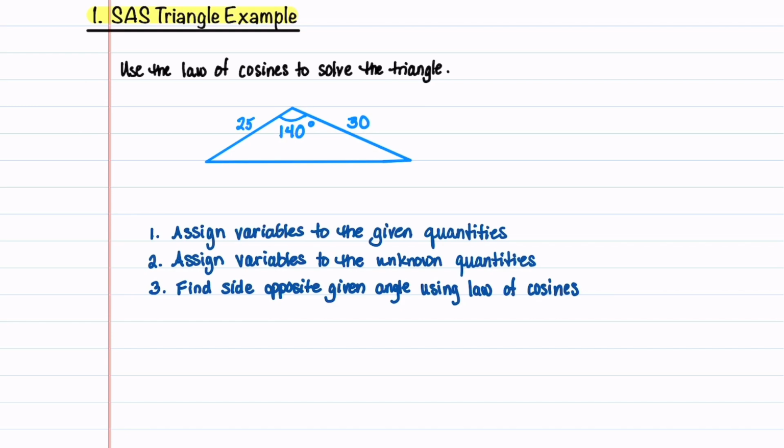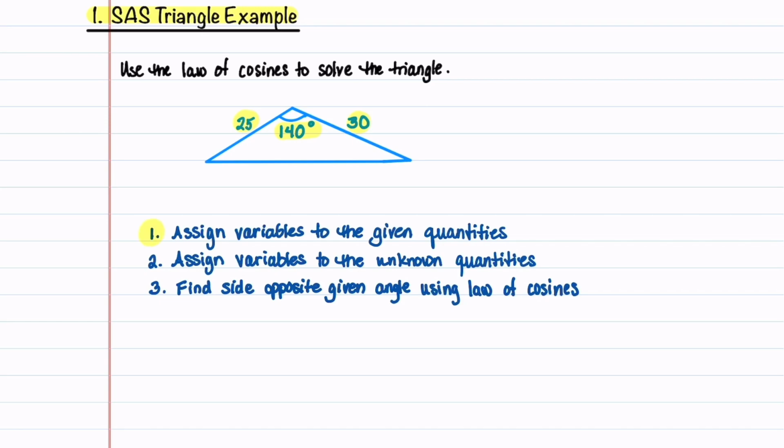One side of our triangle is equal to 25, the other is equal to 30, and the angle between the 2 sides is equal to 140 degrees. To solve the triangle, we need to find the missing side and the 2 missing angles. I've outlined 5 steps that we can follow to find these quantities.